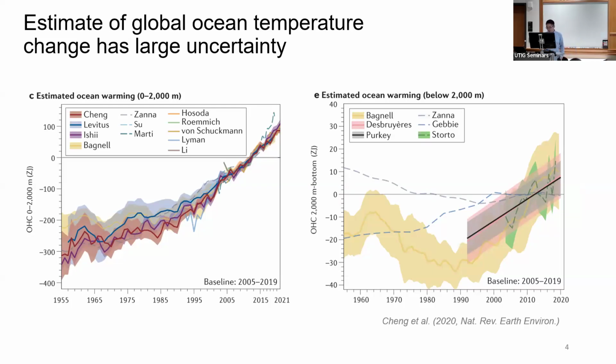This figure here shows the ocean heat content in the upper ocean above 2,000 meters and below 2,000 meters. You can see both of them have uncertainties. These bands represent uncertainties. For the upper ocean, the uncertainty becomes smaller after 2000 because we have increasing observation data. And for the deep ocean below 2,000 meters, the uncertainty is always large because we lack observational data.